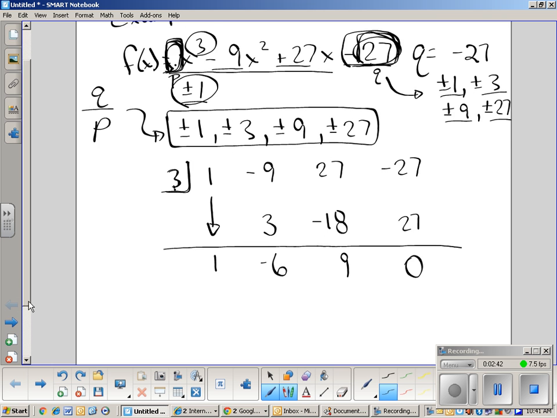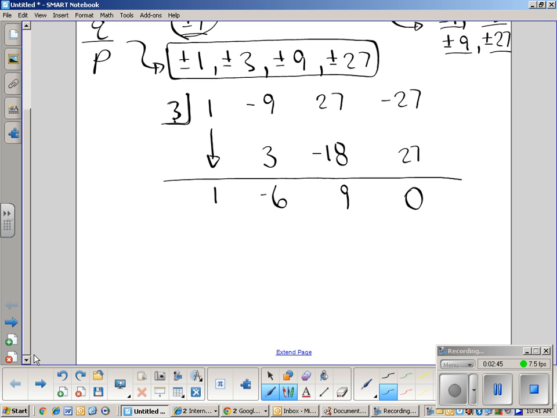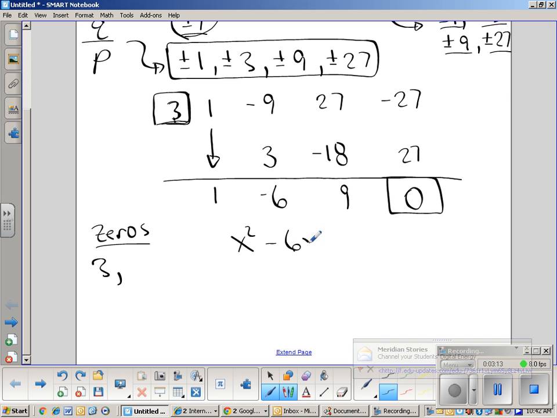If you remember back in the day when we first did this, we said if the remainder is 0, that means this is one of my roots. If the remainder is 0, that makes 3 a root. So one of my zeros, or roots, is 3. Now if we take what's left over and put variables back to it, this is 1x squared minus 6x plus 9. We're just starting with the constant, throwing an x in here, and throwing the x squared in there. And so we get this equation.